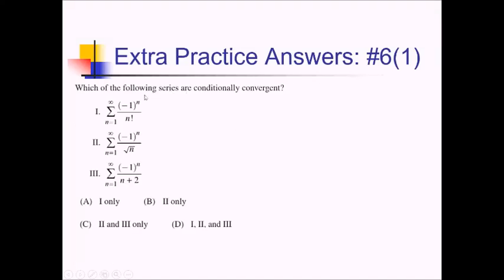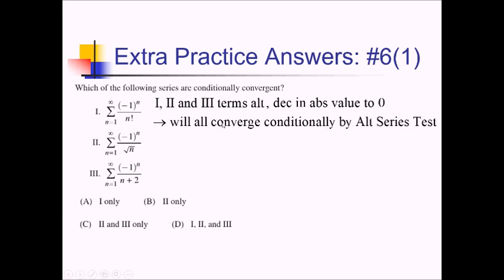For this problem, we want to know which of these series are conditionally convergent, which is to say we want to know which series converge only if we consider the alternating, not the absolute value version of the series. One thing I notice is these are all alternating series, and they're all bottom heavy, so these all decrease in absolute value to 0. Since they all alternate and decrease in absolute value to 0, these will all converge conditionally by the alternating series test if they don't converge absolutely by some other test. So really all we need to do is figure out which ones converge absolutely, and those are going to be eliminated from our answer choices.